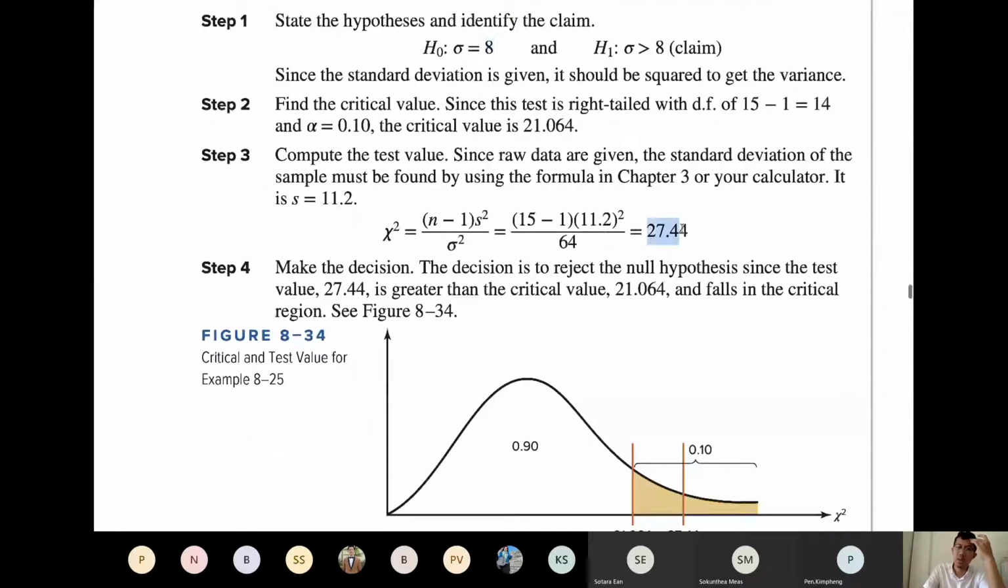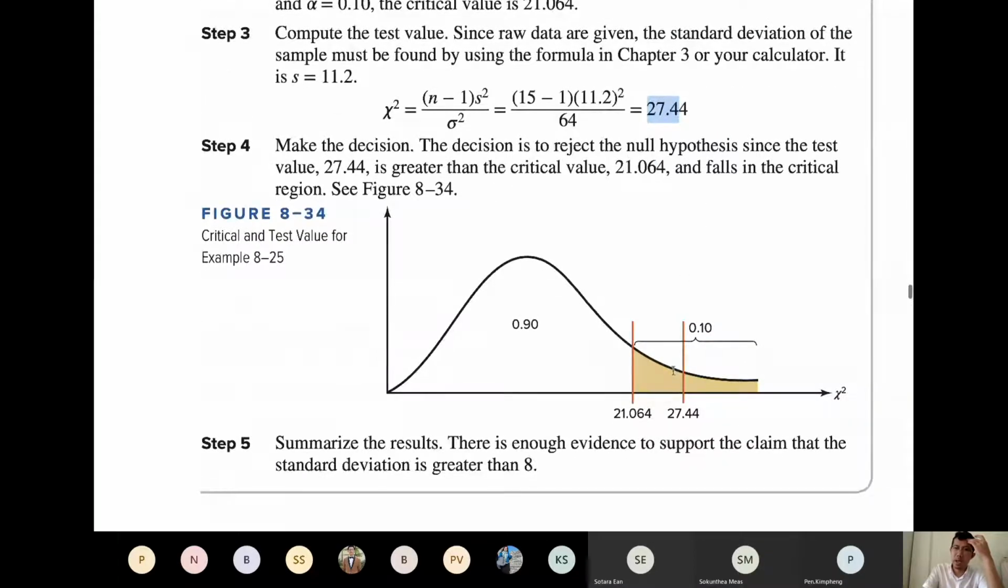So this is a test value, and in this case the test value is to the right of the critical value, and this area is the rejection area. Our test value based on the data, based on the sample, is inside the rejection region. That's why the data suggests we reject the null hypothesis, right? So the decision is to reject the null hypothesis, right?